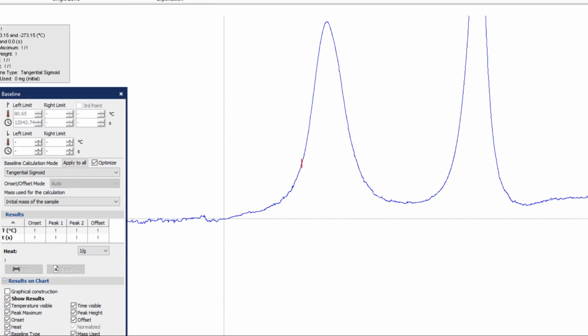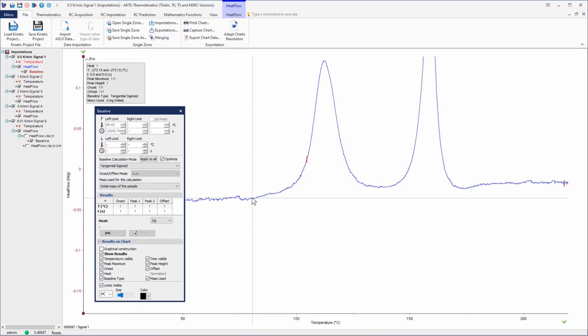In general, by increasing scanning rates, the temperature ranges of the reaction are shifted to higher temperatures. Therefore, the left integration limit at 0.5 Kelvin per minute has to be placed at a temperature lower than the signal recorded at 8 Kelvin per minute.